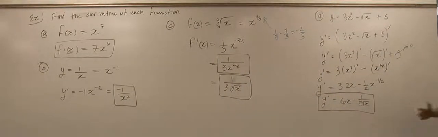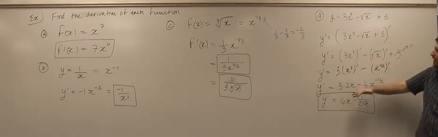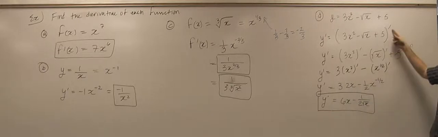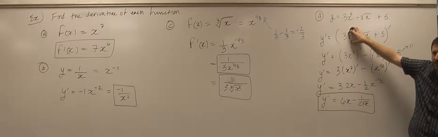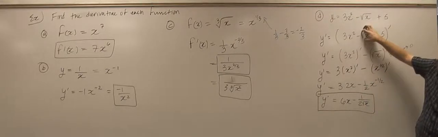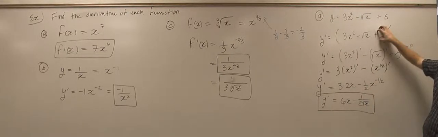So I did this in gory detail, but the gist of it is this derivative is just going to go straight to the x. It's going to take the derivative of the x squared, it's going to take the derivative of the root, and it's going to get rid of this.